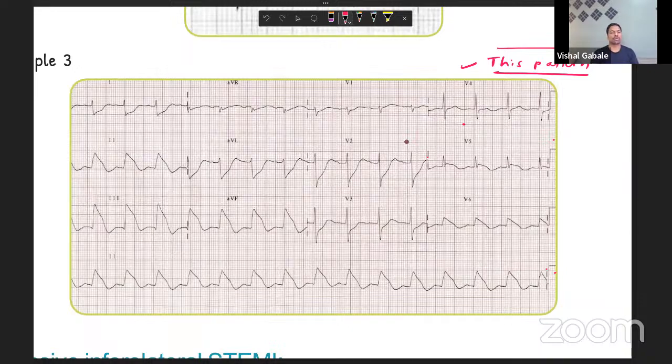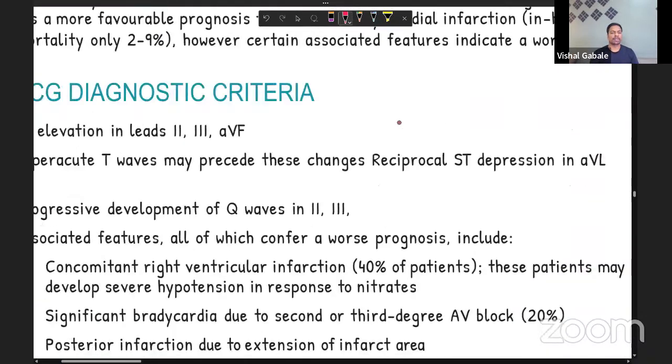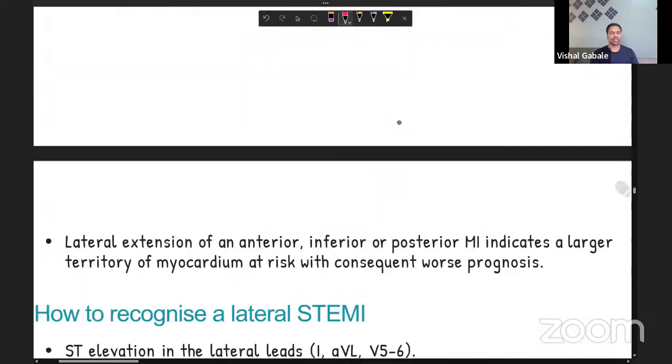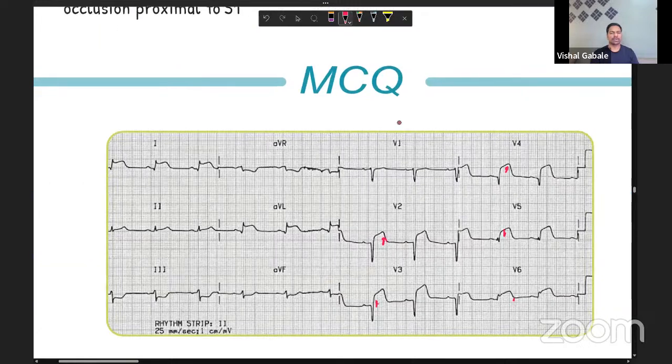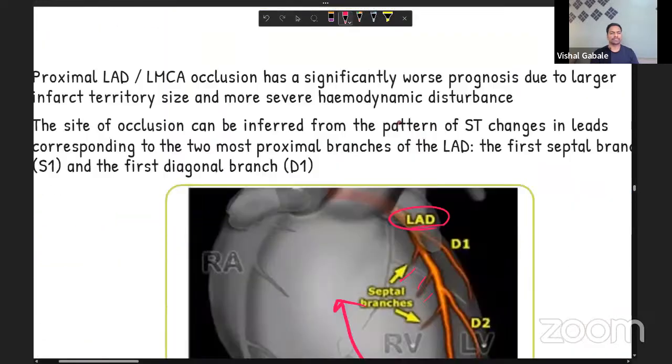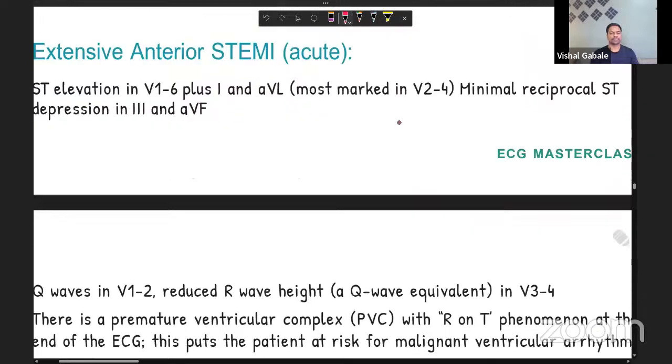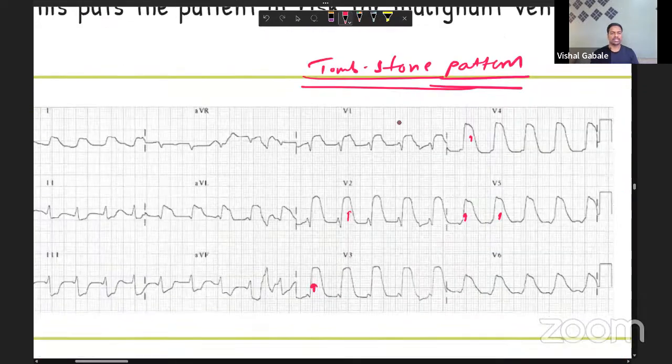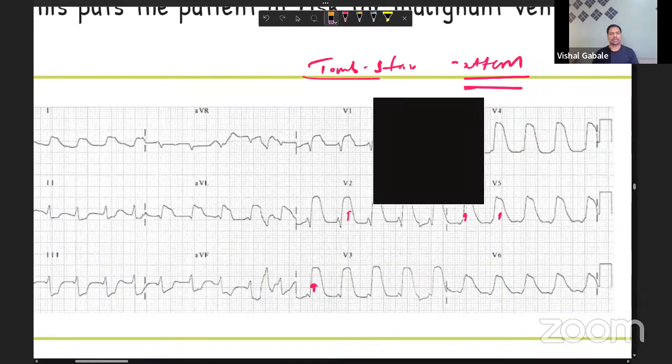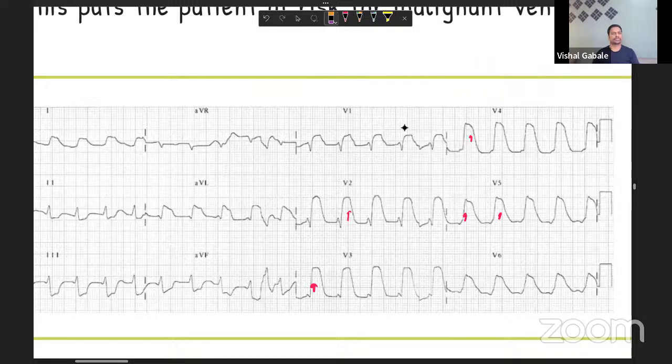And there is one more pattern. Can anybody name that pattern in the anterior wall? So that was typical for the anterior wall. What is this pattern, guys? This is the tombstone pattern. Exactly. Very good. So this is about the anterior wall MI. So you are very well versed about MI.